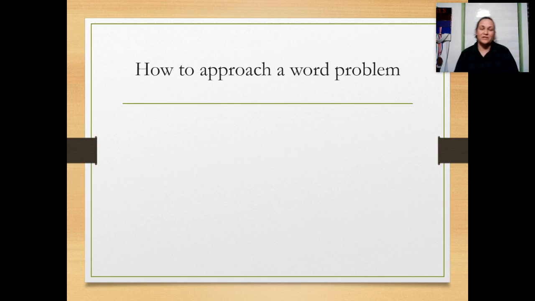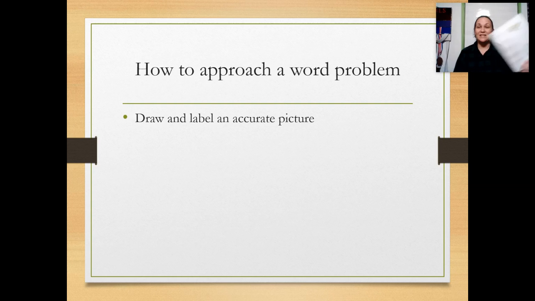Before we start working on these word problems, I wanted to give you some tips and tricks on how to approach a word problem. So first of all, if we're working on a word problem in this chapter, it's going to be really important that you draw and label a picture. Now you'll see that some of our word problems already have the pictures drawn out for us, which is fantastic, but they don't all have a picture. So we want to make sure that we're drawing an accurate picture and that we are labeling all the appropriate sides so that we'll know exactly what we're working with.